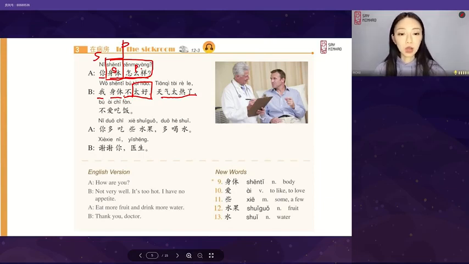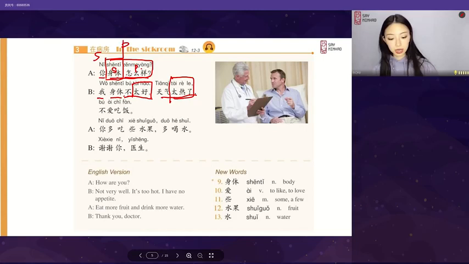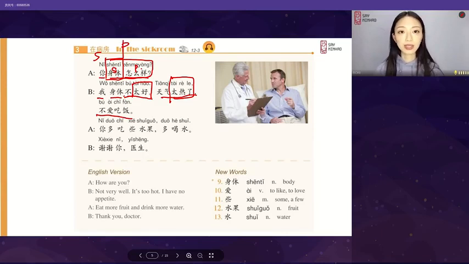天气太热了. The weather is too hot. 天气, the weather. 太热了, 太, plus the adjective, and then plus the 了, it is the structure we've learned before for 太, too much. And 不爱吃饭, don't like to eat rice, don't like to eat meals. Because it is too hot, so I lost the appetite.